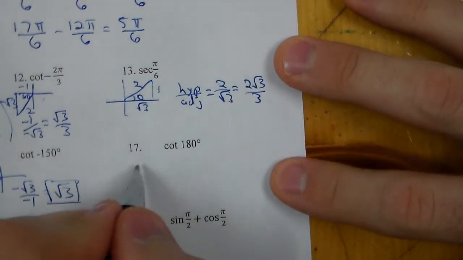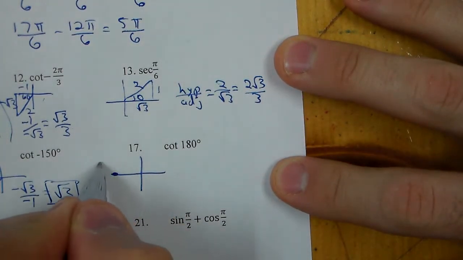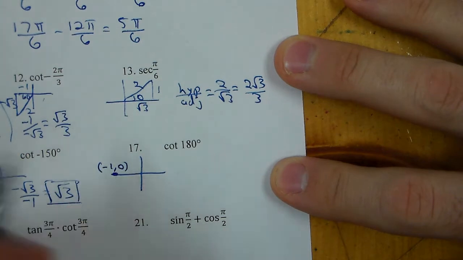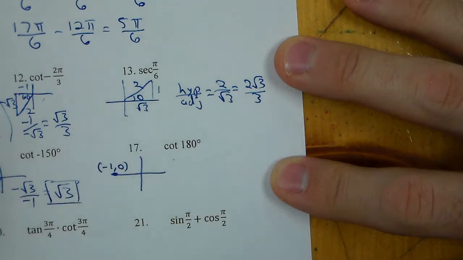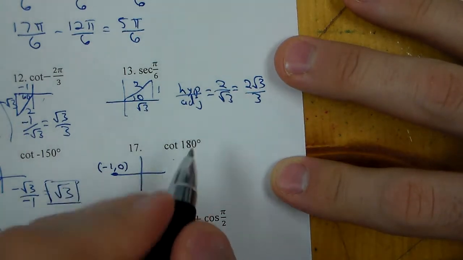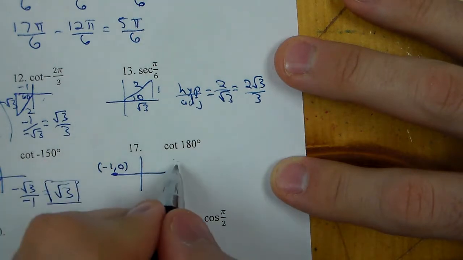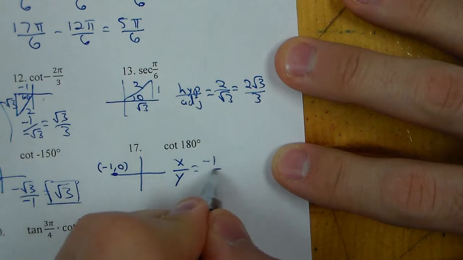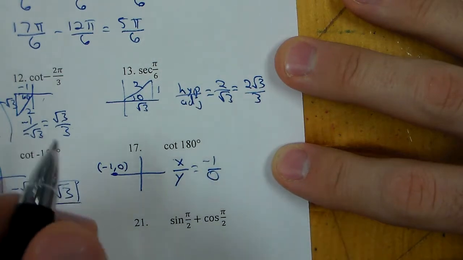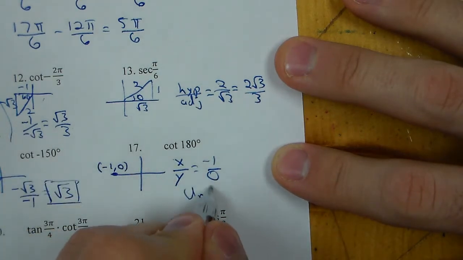Cotangent of 180. 180 is the coordinate over here. That's going to be negative 1, 0. Cotangent is the reciprocal of tangent. Tangent's opposite over adjacent, so it is adjacent over opposite, which would be x over y. So that'd be negative 1 over 0. So cotangent in this case would be undefined.